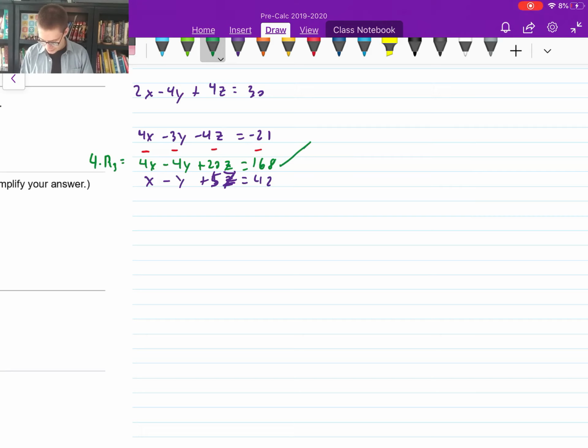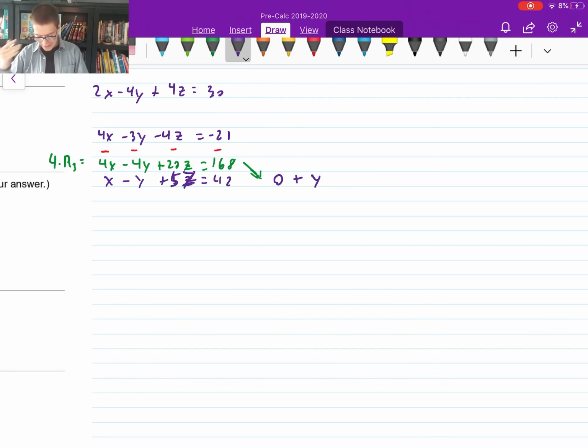So I'm going to draw an arrow downwards because I want to make that the new bottom equation. Okay, that's going to be the new bottom equation. So it becomes 4x minus 4x equals 0x, or just 0. Negative 3y minus a negative 4y becomes a positive 1y, so I'll write just plus y. And then negative 4z minus a negative 20z would be a negative 24z.